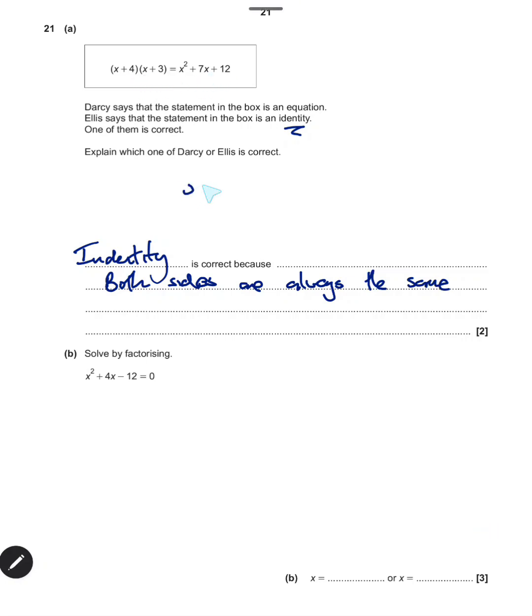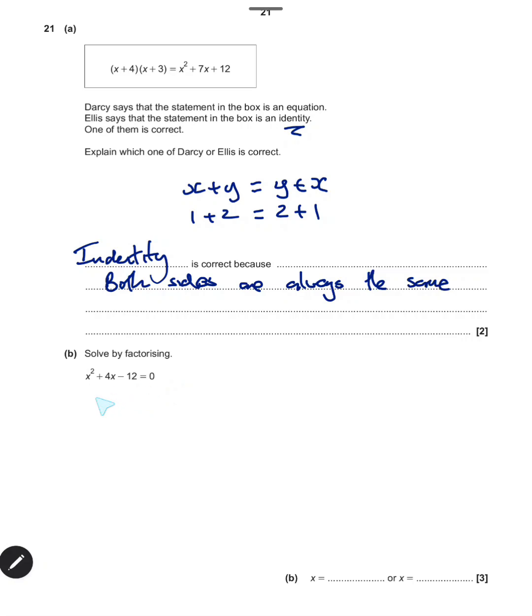Very much like this. If I write x plus y equals y plus x, that's also an identity. And what I'm saying is that for any numbers, this always works. For example, 1 plus 2 is always the same as 2 plus 1. That's an identity right there, saying it's always correct. And that's true for this expanded bracket.